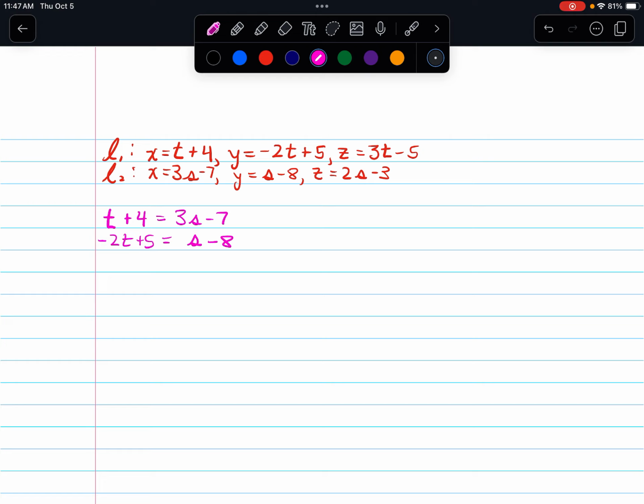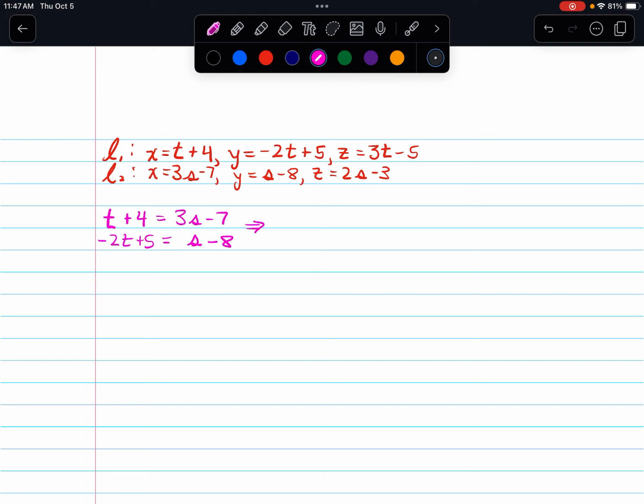So those two have to be equal. We need a T and an S so that the X's for both lines are the same and the Y's for both lines are the same. And then after I find that T and that S, I'll plug them into the Z to see if the Z's are equal for those values. But it's enough just to work with these first 2 here. So I'm going to solve these.